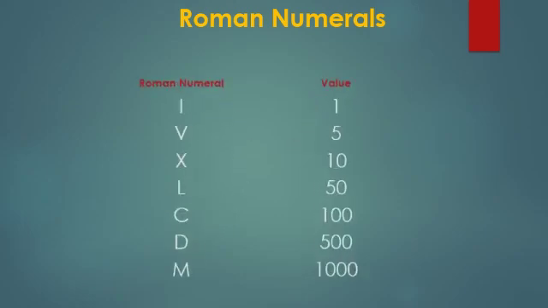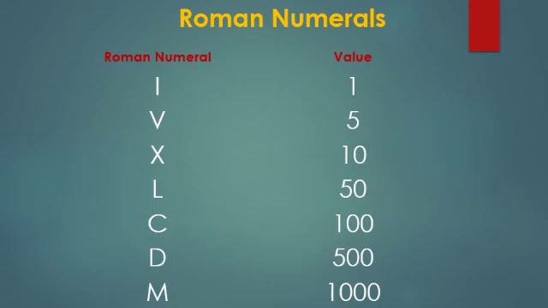The Romans used 7 letters of the alphabet to represent numbers: I, V, X, L, C, D, M. The value of I is 1, the value of V is 5, the value of X is 10, the value of L is 50, the value of C is 100, the value of D is 500, and the value of M is 1000.